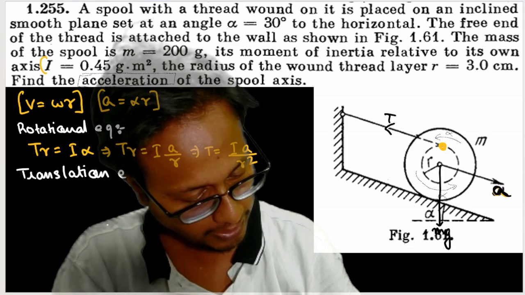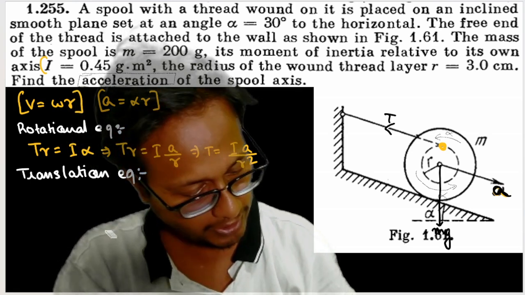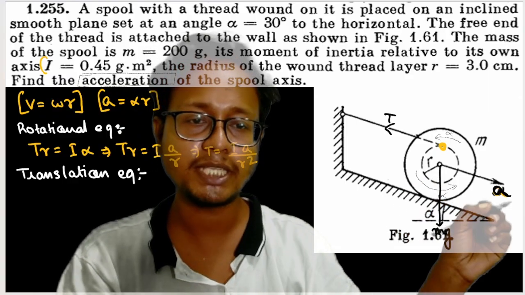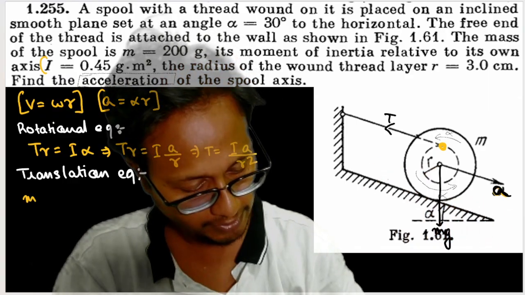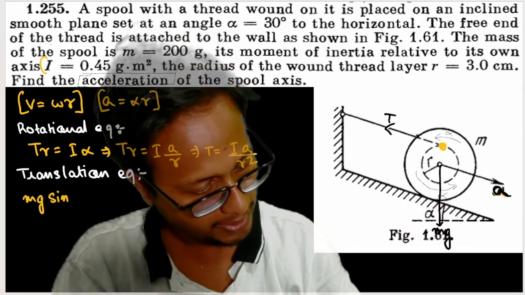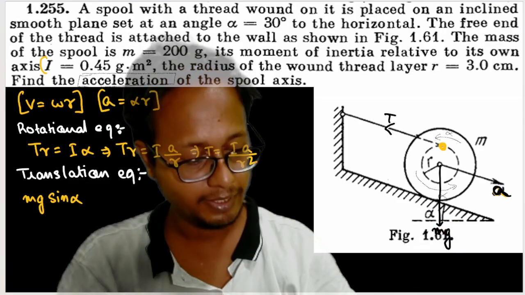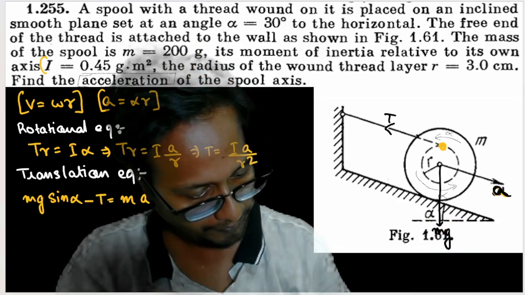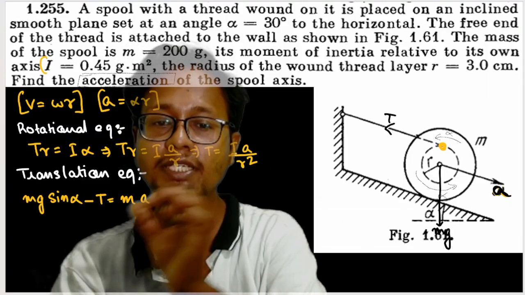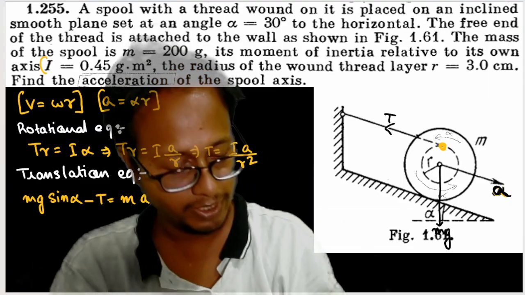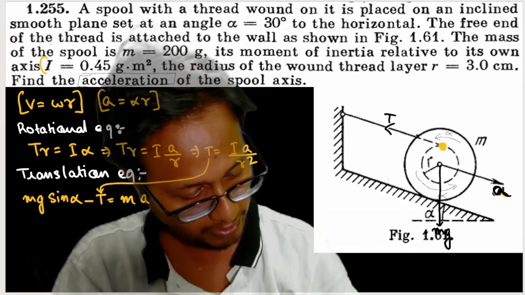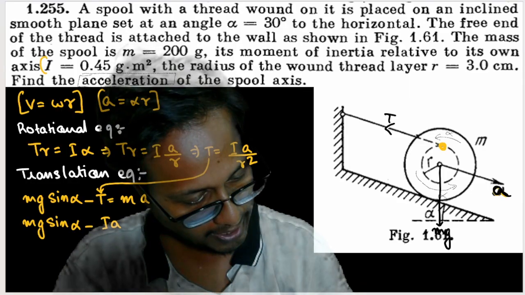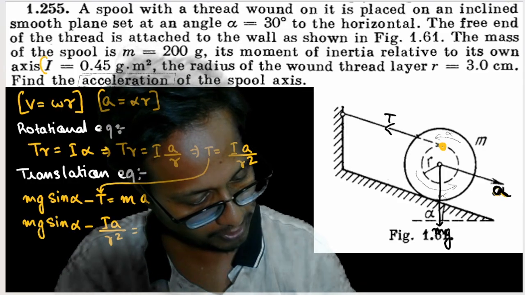Translational equation. The translational equation is nothing but net force is equal to mass times acceleration. So, mg sin alpha minus T is equal to m into a. The value of T is already found out here, I alpha by r square. So if I substitute the value of T out here, what do I get? mg sin alpha minus I alpha by r square is equal to m a.